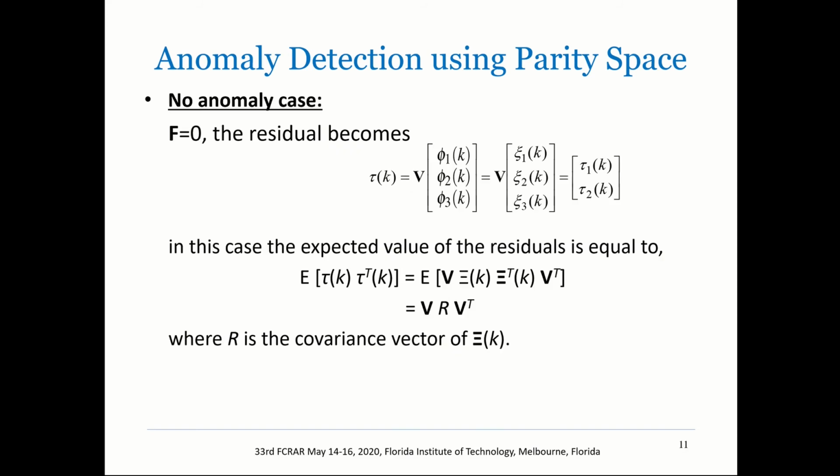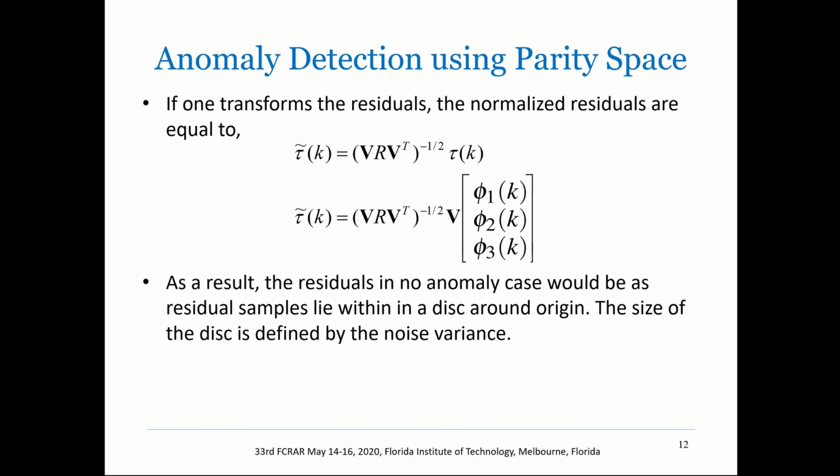For the no anomaly case, where f is 0, the residual becomes smaller and much less complicated, where the f term cancels out. If one transforms the residuals, the normalized residuals are equal to the following. As a result, in the no anomaly case the residual samples lie within a disk around the origin. The size of the disk is defined by the noise variance.